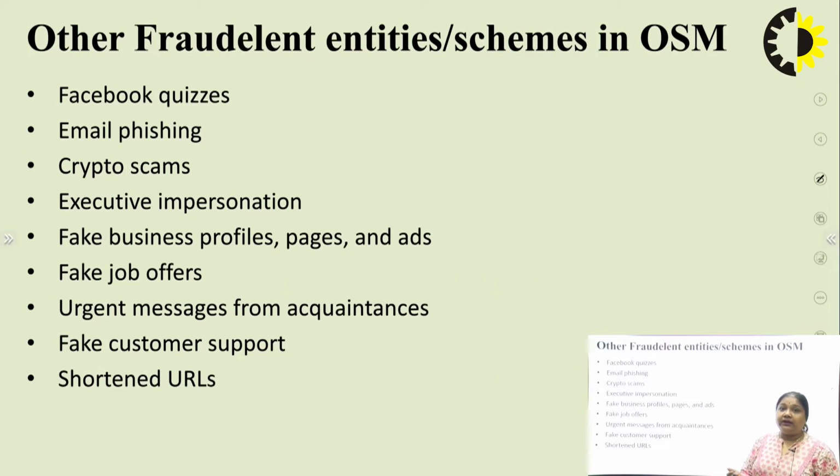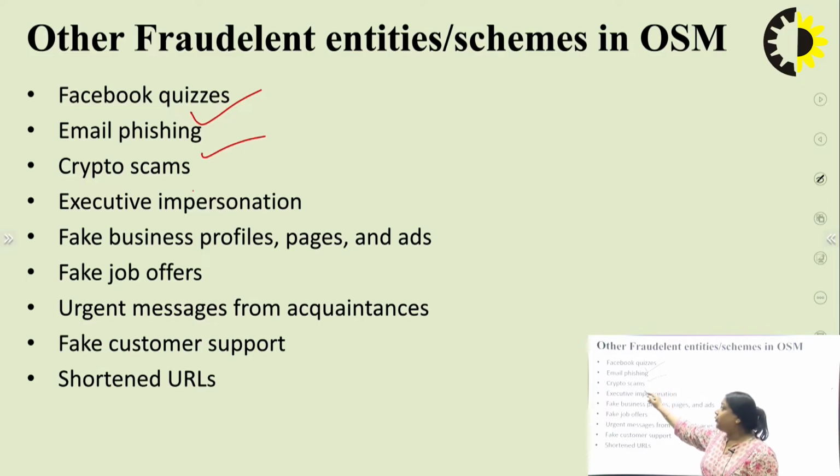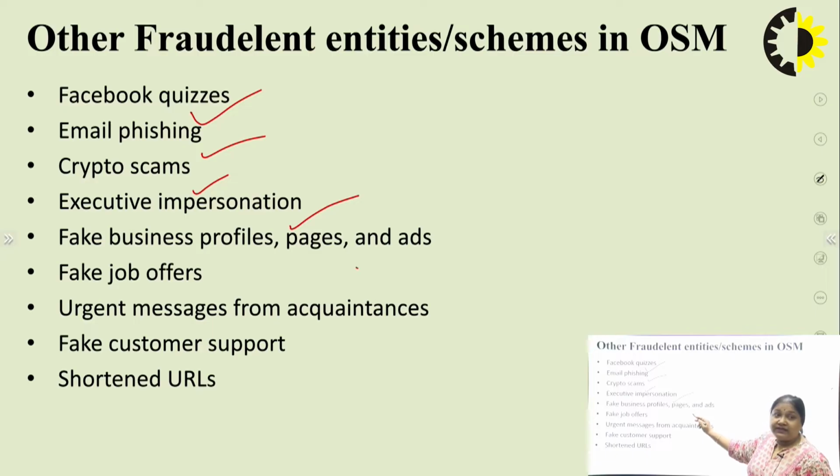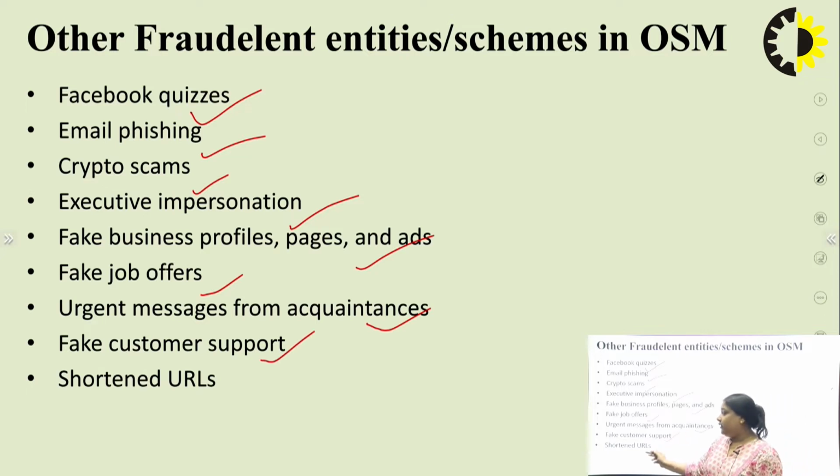There are many other things or entities that can defraud you, like Facebook quizzes, email phishing, crypto scams, executive impersonation, fake business profiles, fake job offers, urgent messages from acquaintances, fake customer support, and shortened URLs.